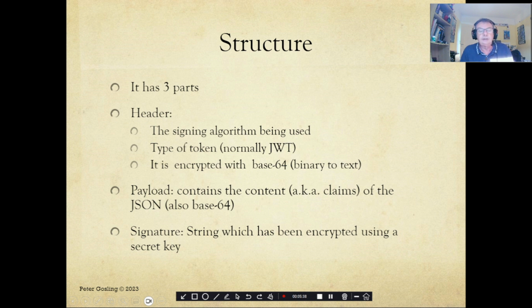And then there's a signature, and the signature has been encrypted using the secret key. What actually happens with the signature is it uses a special key, it encrypts the header, the payload, and the special key together, and that gives it a combination of ones and zeros that it can add in as a signature.